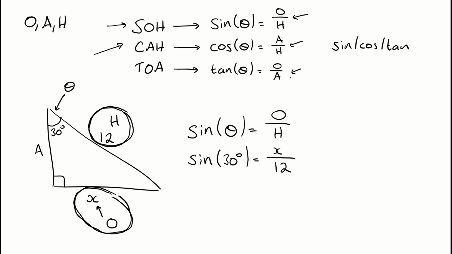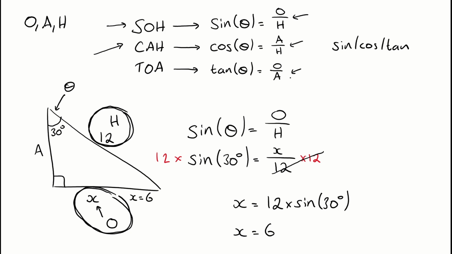So at the moment there's a divide by 12 with my x that I don't really like. So I can get rid of that by multiplying both sides by 12. And when I do that, I see that this divide 12 and this times 12 cancel out, and I get that x is equal to 12 times the sine of 30 degrees. Now, if you pop that into your calculator, you should see that x is equal to 6. So based off of this information, with one side and one angle, we can now work out some different side lengths. Okay, so down here, we can see that this side here is equal to 6 units long.